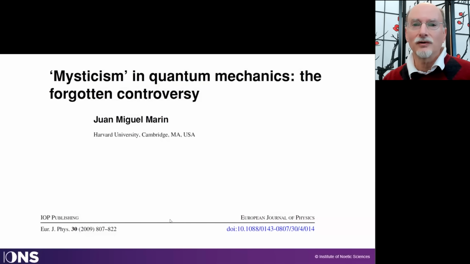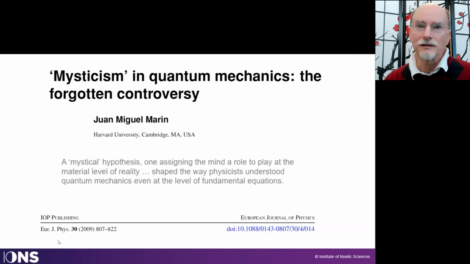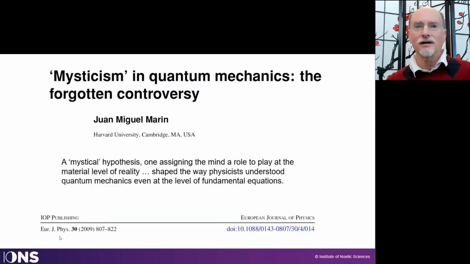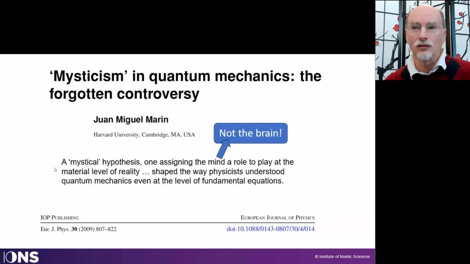So many people don't know that quantum mechanics began essentially as kind of a mystical tradition. And so this article in the European Journal of Physics talks about a mystical hypothesis, one shaping the mind, not the brain, a role to play at the material level of reality that shaped the way that physicists understood quantum mechanics, even at the level of fundamental equations.